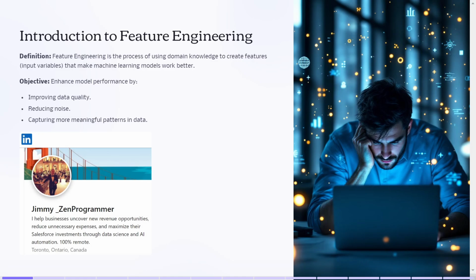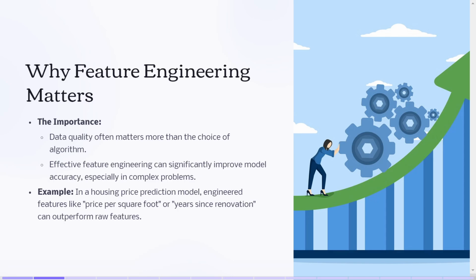Feature engineering is crucial because better data often beats a better algorithm. It's about understanding the data and creating features that capture meaningful patterns. For example, if we're predicting housing prices, instead of just using the raw square footage, we might also create a new feature like price per square foot. This simple transformation can provide much more insight and help our model understand the data better.